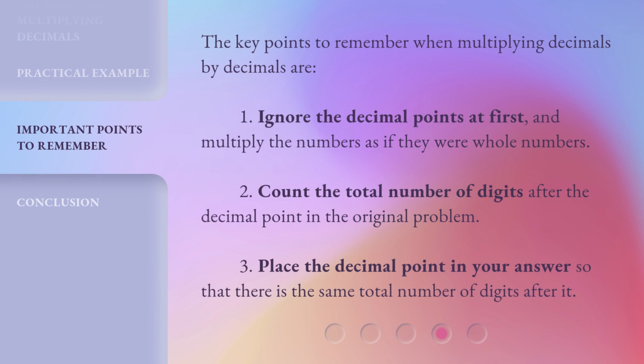The key points to remember when multiplying decimals by decimals are: 1. Ignore the decimal points at first, and multiply the numbers as if they were whole numbers. 2. Count the total number of digits after the decimal point in the original problem. 3. Place the decimal point in your answer so that there is the same total number of digits after it.